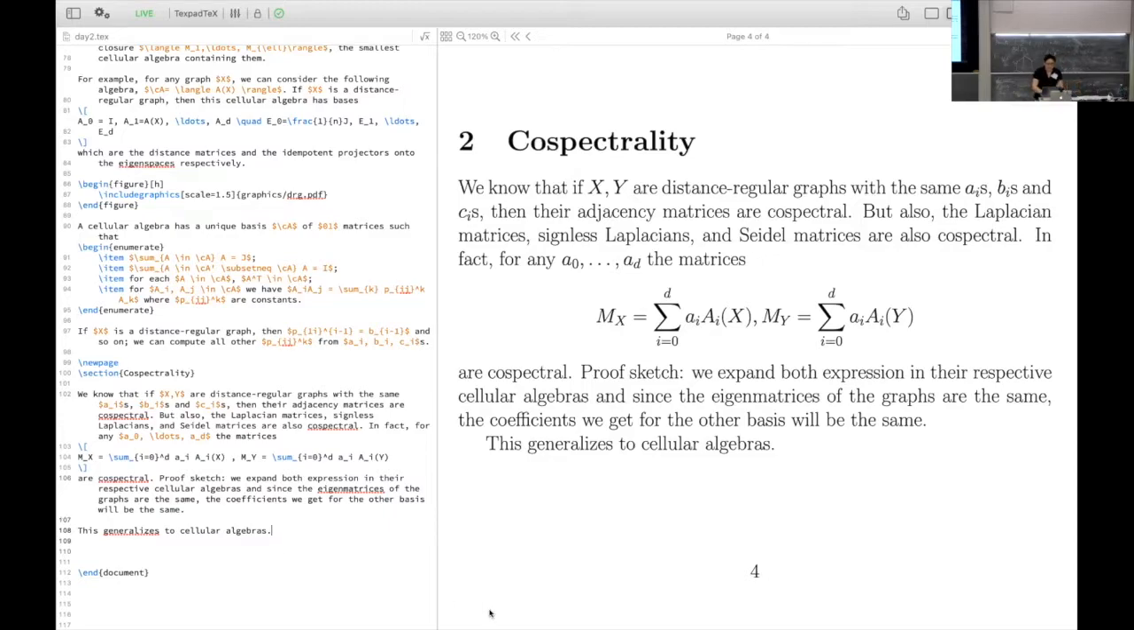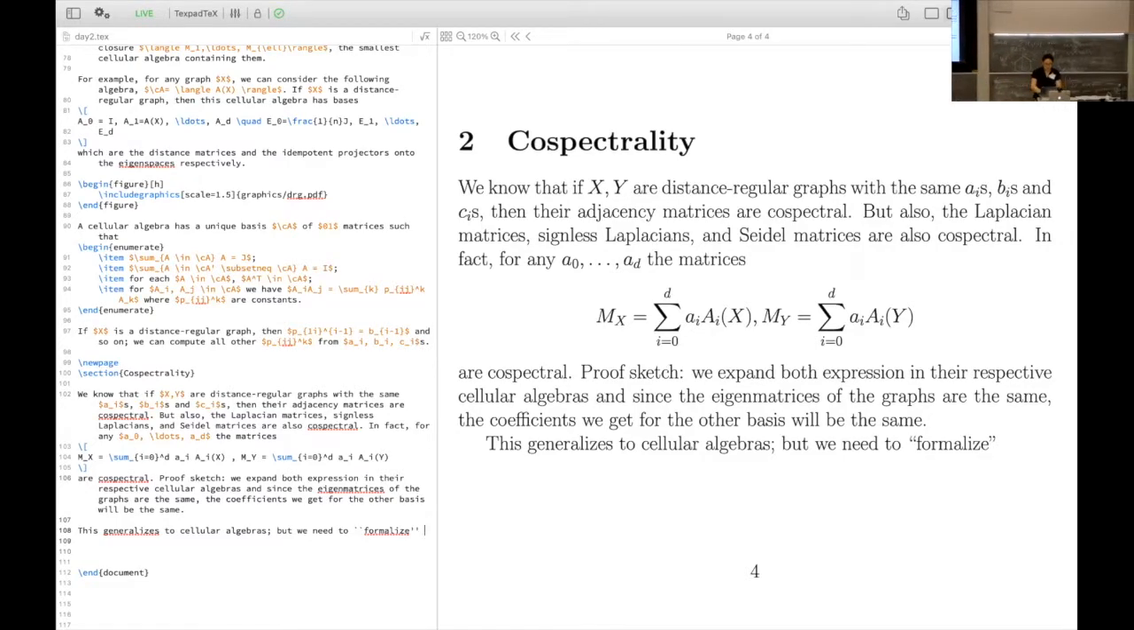So this generalizes to cellular algebras, but we need to sort of formalize this process. And what is it that we need to formalize? How did we check that these two cellular algebras in this case were cospectral? We just verified that the AIs, BIs, and CIs are equal. But in general cellular algebras, the AIs don't come with an ordering, so you don't know which things should map to which. So we do need to formalize the generalized version of the AIs, BIs, and CIs being equal.